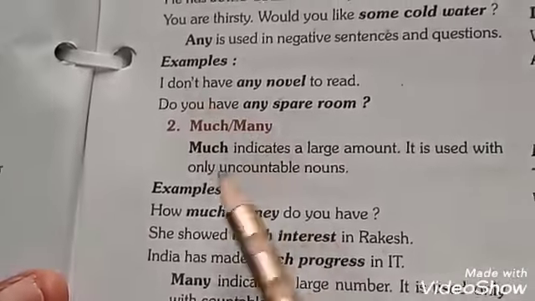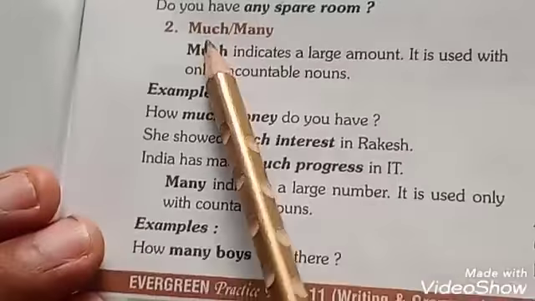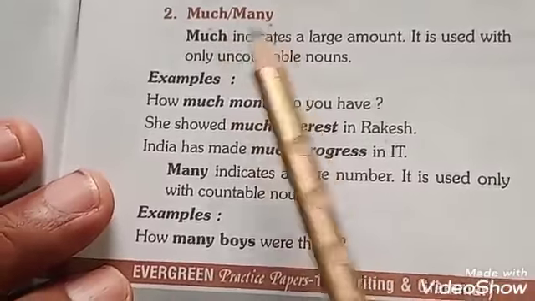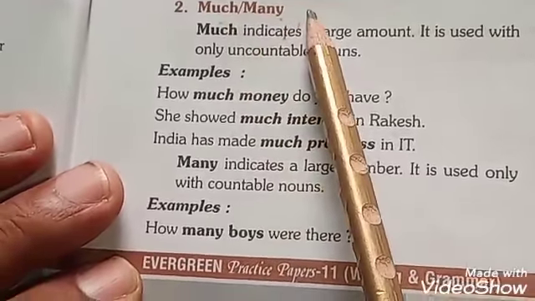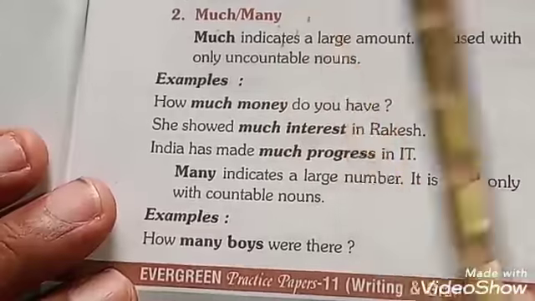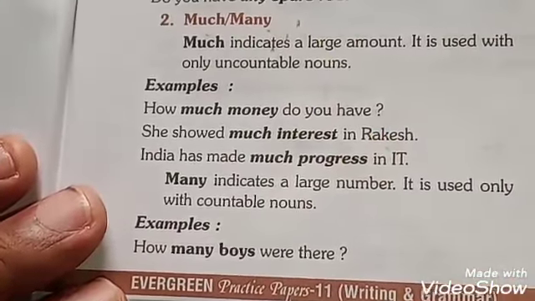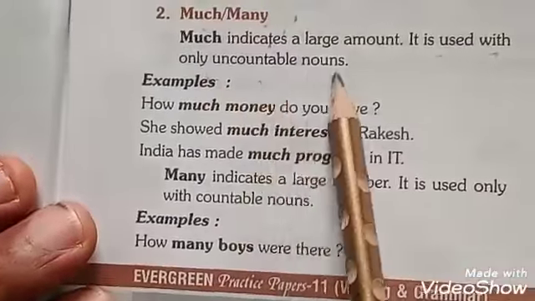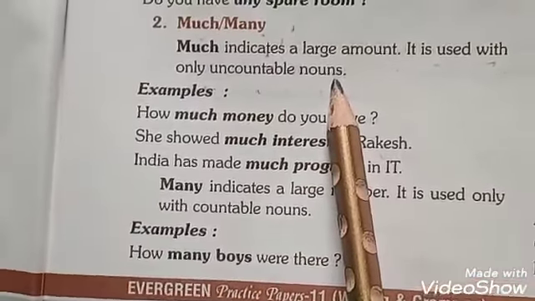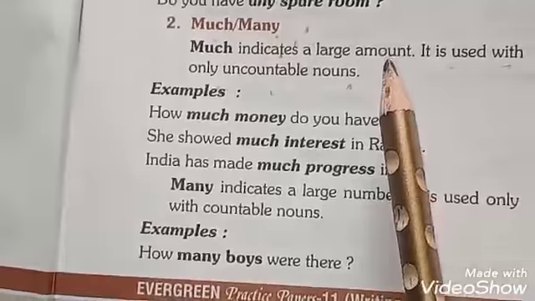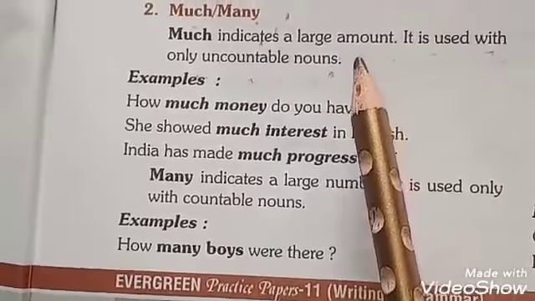Now students, we have to see and learn the usage of much and many. These two adjectives, which are later on used as determiners, have similar Hindi meaning. They are used for more than required, but the difference stands. What is the difference and what precautions would we keep in mind while using much and many? Much indicates a large amount. It is used with only uncountable nouns. What kind of noun you have to keep in mind? Uncountable nouns. If a noun is uncountable, it is generally used in singular tone and meaning.